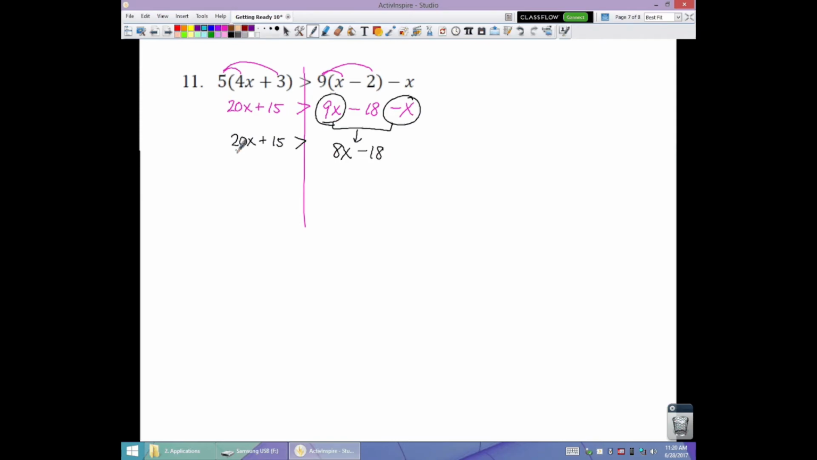I have variables on both sides, 20x compared to 8x. 8x is smaller, so I'll cancel that one, subtract 8x. 20x minus 8x is 12x plus 15 greater than negative 18. Subtract 15 from both sides. So 12x is greater than negative 33. And when I divide both sides by 12, I'm left with x is greater than, now again, this is a rational number. I don't want to make a decimal. I want to reduce to negative 11 over 4, or I guess that's a terminating decimal, negative 2.75.